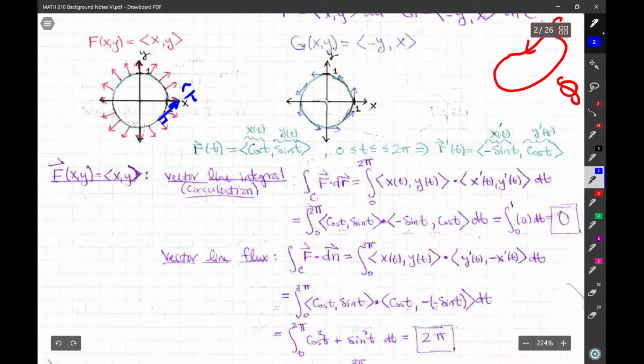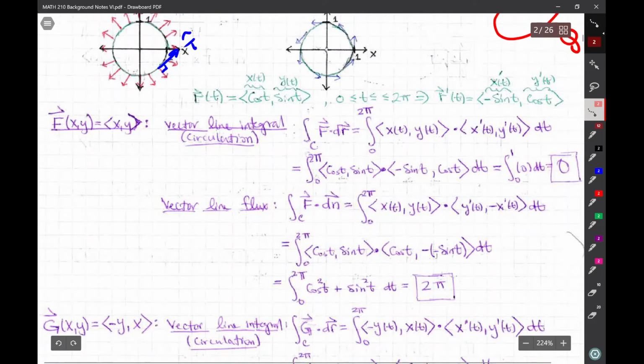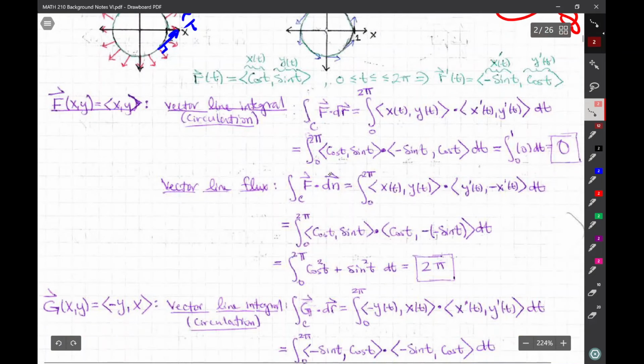So you expect that it is 0, and indeed you could do these formal steps of parameterizing the curve. And here's our parameterization. We take the derivative and we use the formula, F of r of t dot with r prime. Plug the parameterization into your vector field and do the math and you'll get 0.